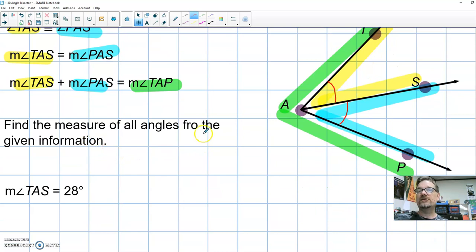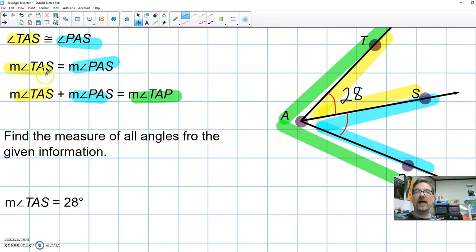So I want to find the measure of all of my angles from the given information. So angle TAS is 28. The yellow angle is 28. So if we look back, we know angle TAS, the yellow angle, is equal to angle PAS, the blue angle. So the blue angle is also 28 degrees, because those two angles are congruent.